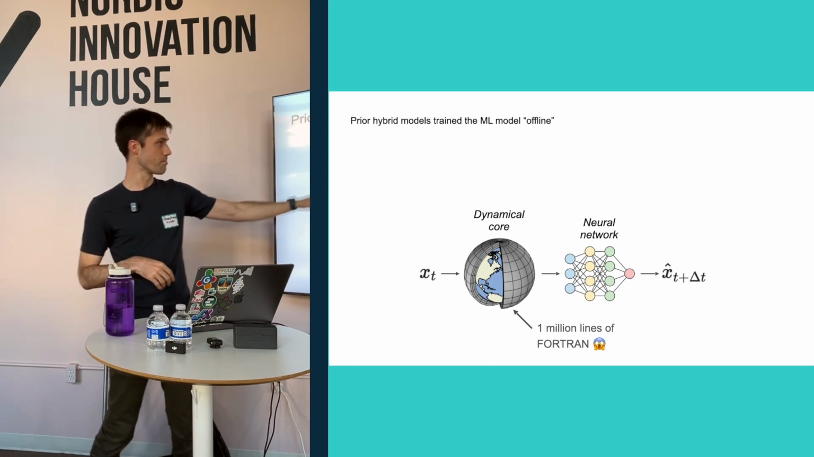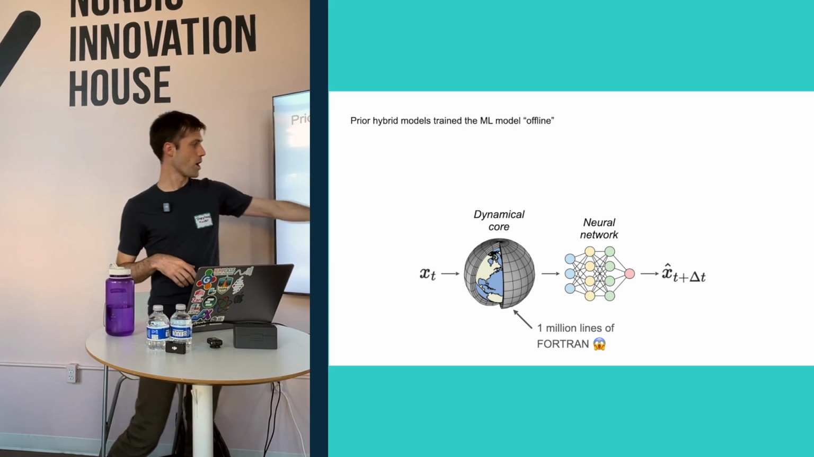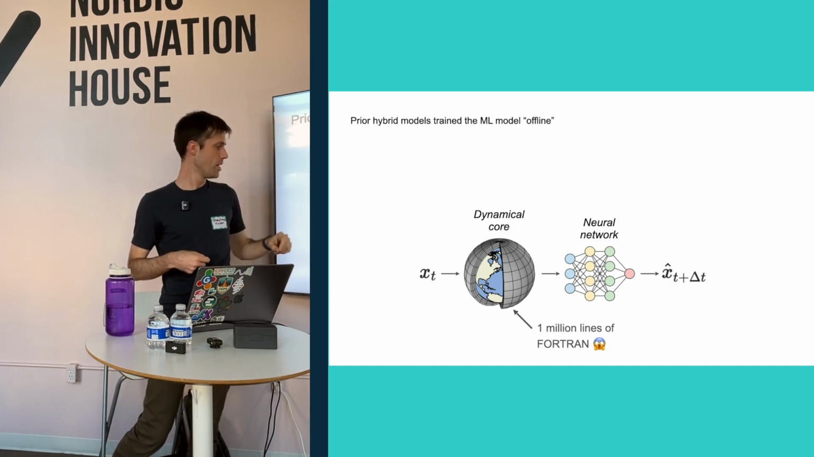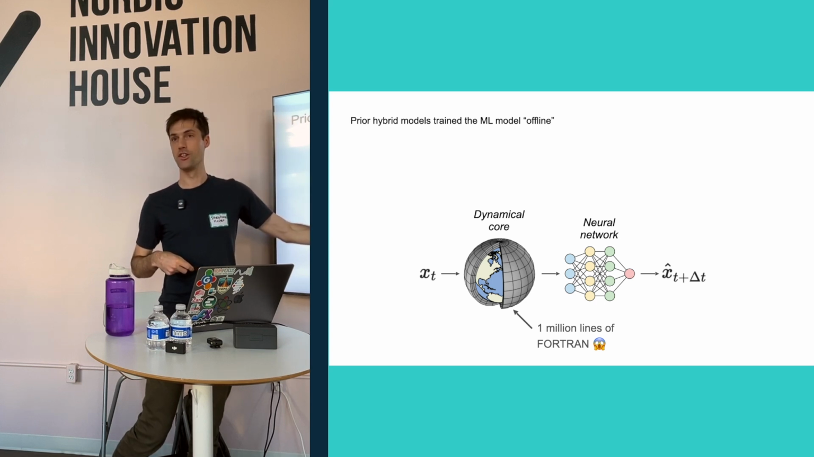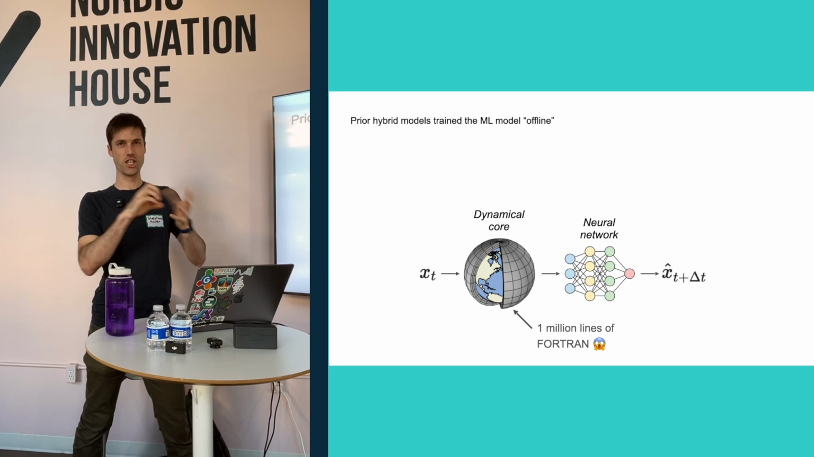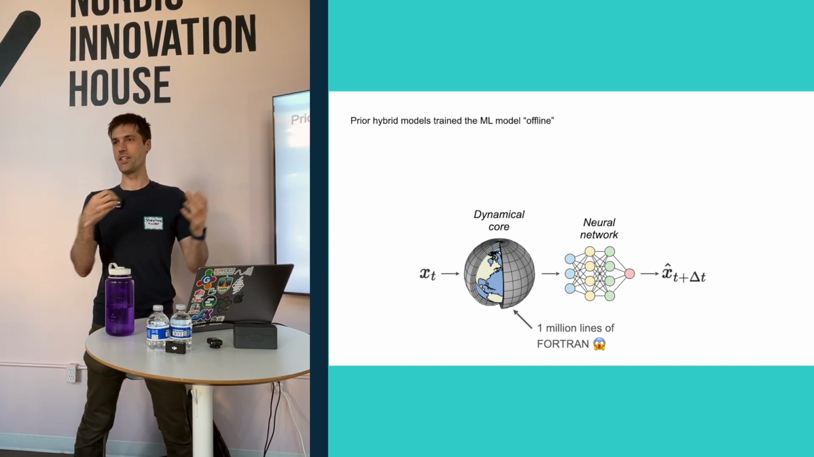The problem is that they train these models offline. So they have some model they trust. And here, this part is a dynamical core. That's like the fluid simulator. It's like a million lines of Fortran. So it's an ancient, really gnarly code. They can't really go inside it very well. So they just capture the outputs.